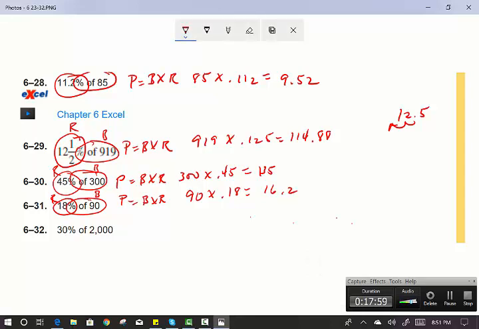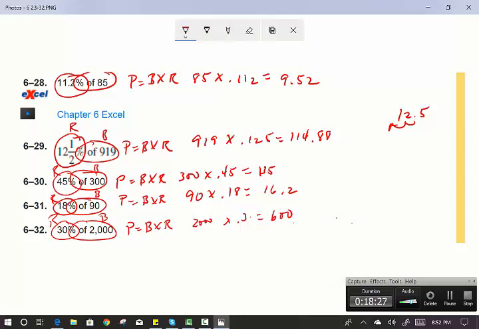And then finally in this section is 30%, which is your rate. The number that follows percent of is your base. So again, we're solving for part, which is equal to base times rate. And so that would be 2,000 times 0.3 whenever I move the decimal point 2 places to the left, and that would equal 600.